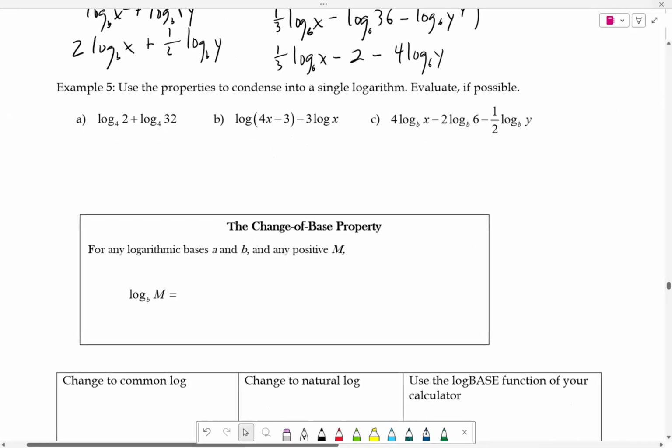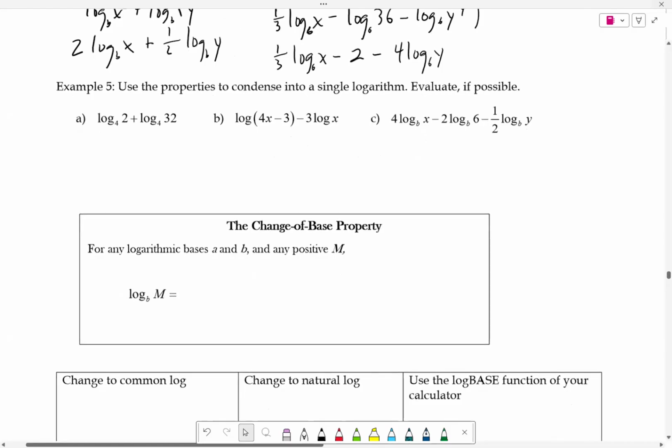Okay. Oh, look at this. We're going the other way. Using properties to condense into a single log. Evaluate if possible.